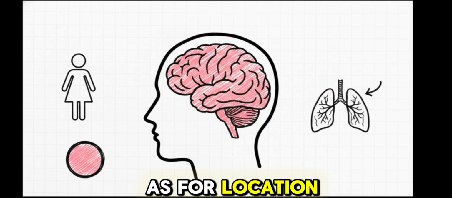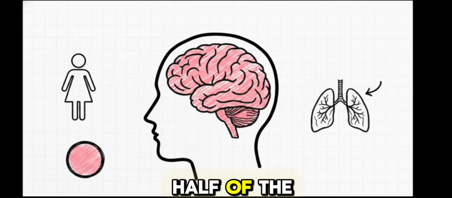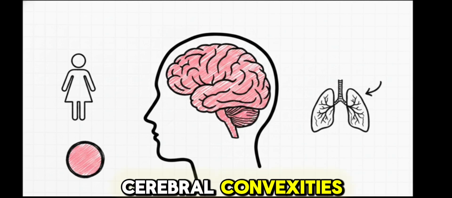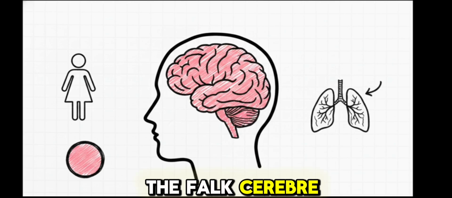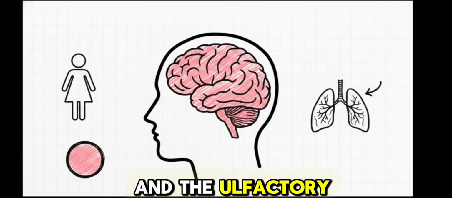As for location, their most common sites are right in the front half of the head, including the lateral cerebral convexities, midline along the falx cerebri parasagittally, and the olfactory groove.